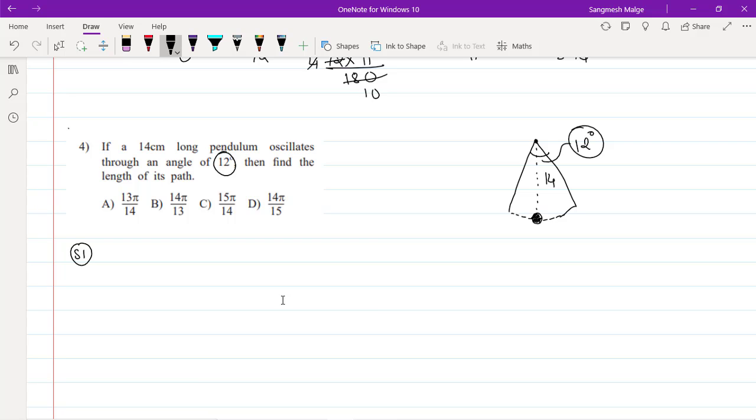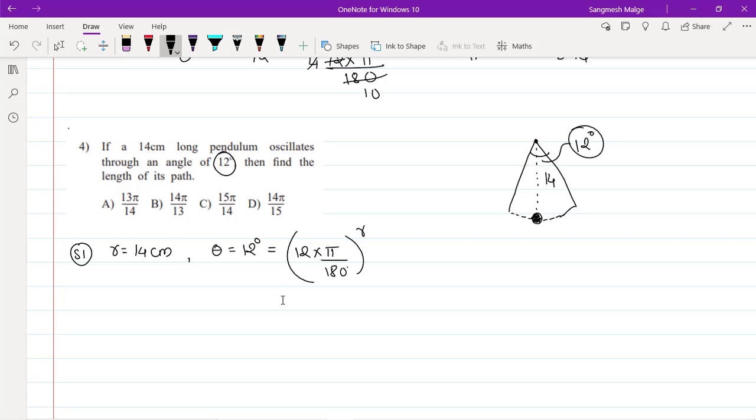Yes, radius, exactly. It becomes the radius of that circle. So the radius of that circle or sector is what? It's 14 centimeters, and theta is also given as 12 degrees. First convert it into radians. So it becomes 12 into pi by 180 degrees. This whole part becomes the radian.